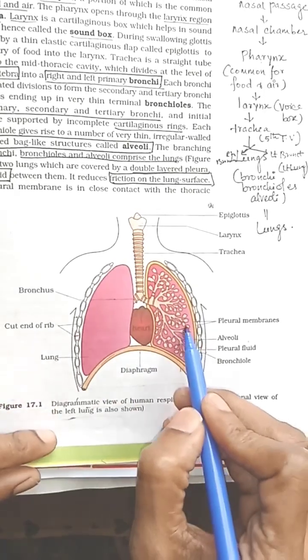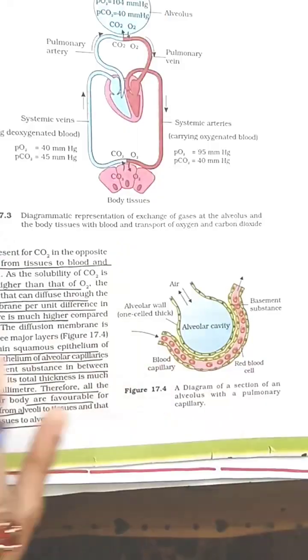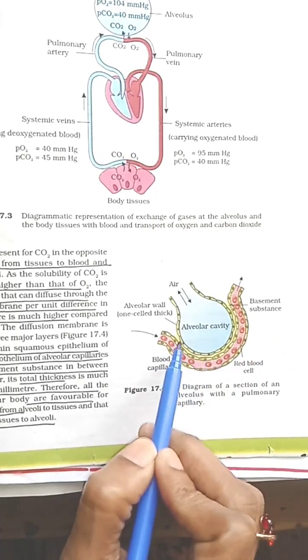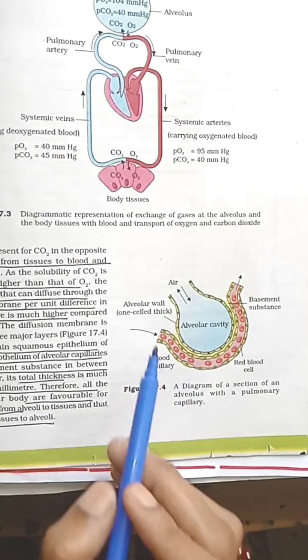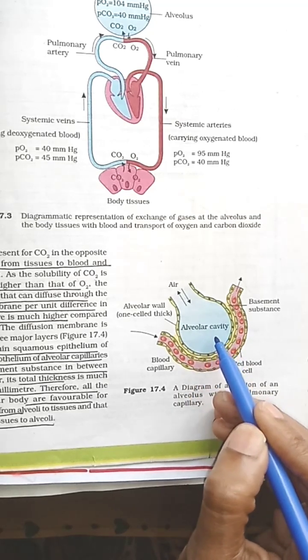This picture they have shown small rounded structures. This is called as the alveoli. Okay, in this diagram they have focused only on one such small bag like structure, only one alveoli. Inside the alveoli you have alveolar cavity. Cavity means what? An empty space.